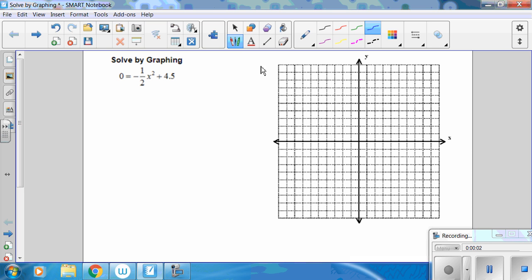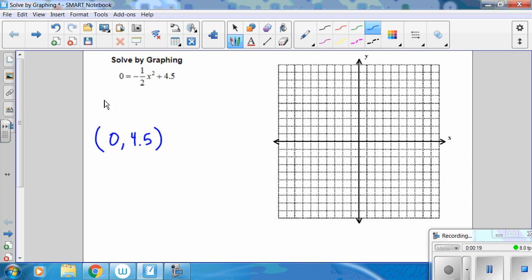Okay, so this is in vertex form right now. Since there's no parentheses and you don't have an x value, then you know that the x coordinate of the vertex is 0. And then 4.5, that's the y coordinate of the vertex.